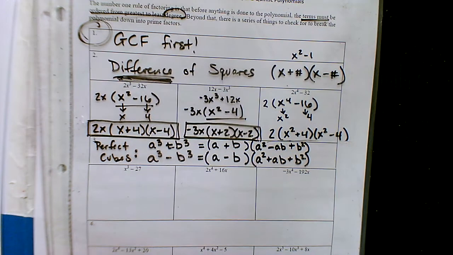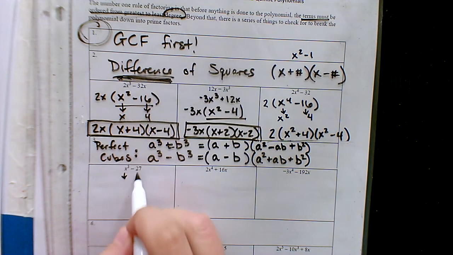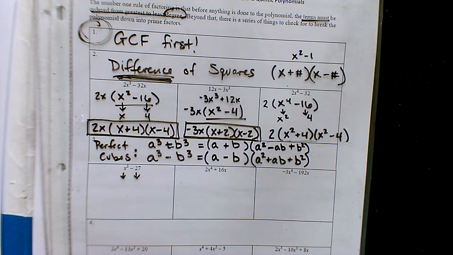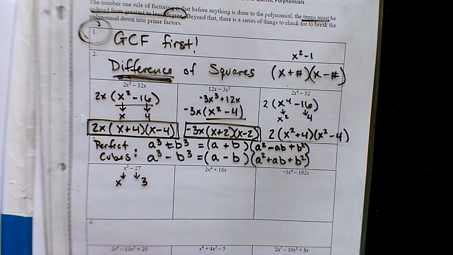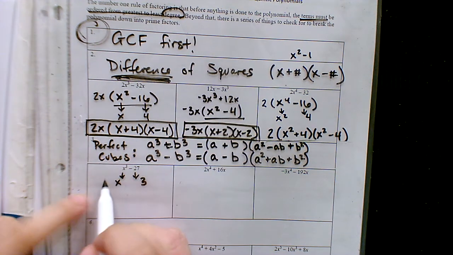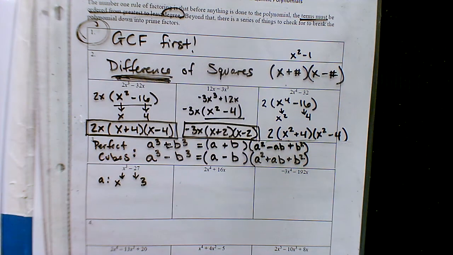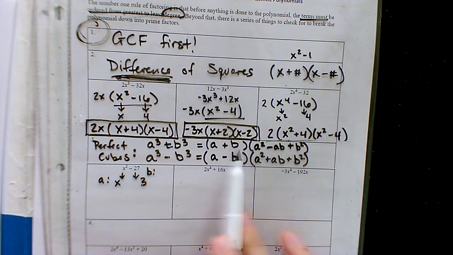So if you take a look at the first example, can we label what the perfect cubes are? What is the A and the B that we should be using for these formulas? What do you think, Seth? X and 3. Okay, so x times x times x is x cubed. 3 times 3 times 3 will give us 27. So this x is acting as your A, and the 3 is acting as your B. So we're just going to fill in the A and the B appropriately.